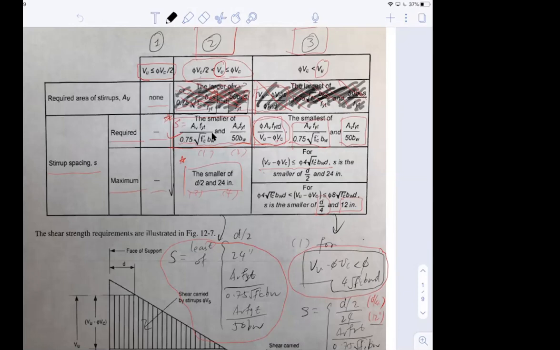Dr. Bob, yeah, I was curious. I couldn't find in our notes lambda when you did the example problem. How do you determine what lambda is? Because I saw you just had it as 1 in the example problem, but I was curious how you got the value of lambda. Right, so we actually have lambda in the previous equations when we talked about flexure. Lambda is always equal to 1 for normal weight and equal to 0.75 for lightweight. Okay, got it. Thank you. Good, sure.